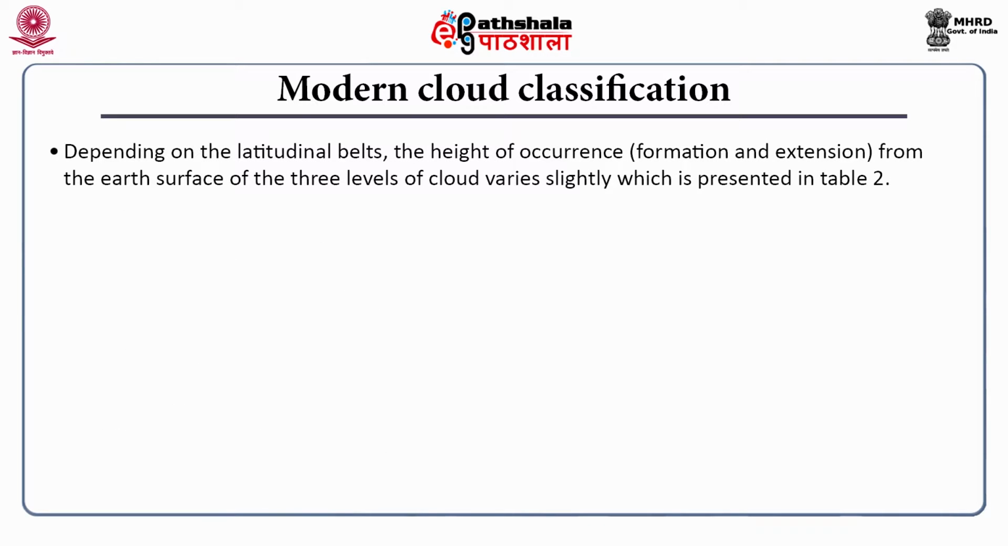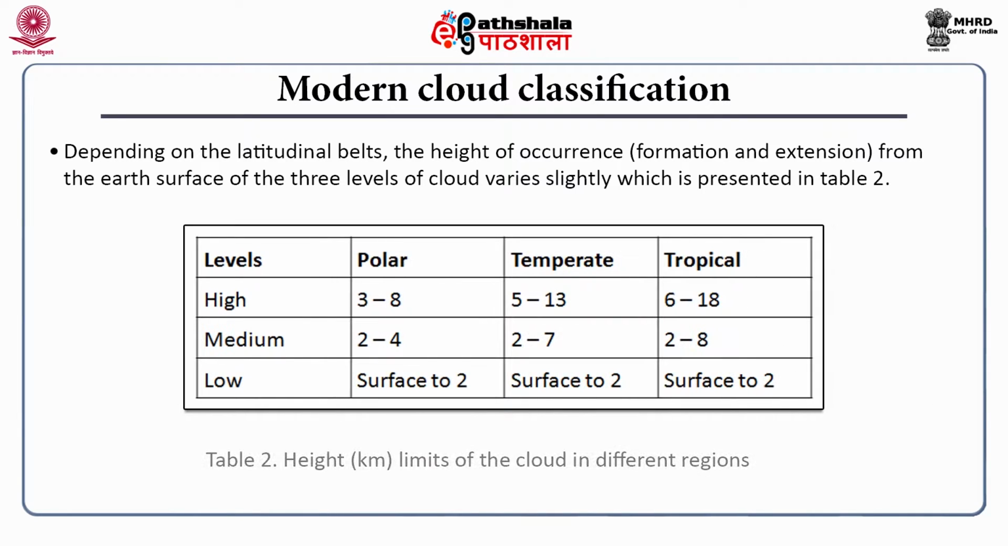Depending on the latitudinal belts, the height of occurrence from the earth's surface of the 3 levels of cloud varies slightly, and it is shown in this table. You can see in this table the height limits of the cloud in different regions. For the high level, in the polar region it is 3 to 8 km, in temperate it is 5 to 13 km, and in tropical it is 6 to 18 km. Medium level clouds in polar regions are at 2 to 4 km height, in temperate 2 to 7 km, and tropical 2 to 8 km. The low level clouds are seen from the surface up to 2 km height.